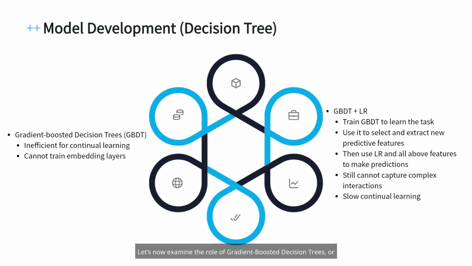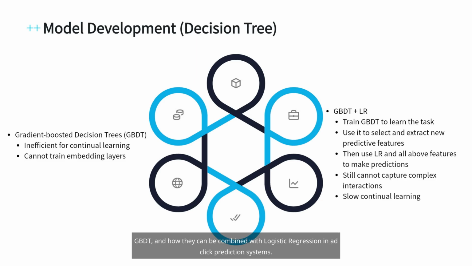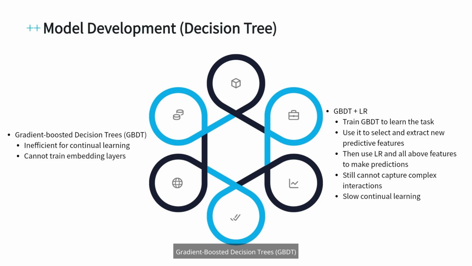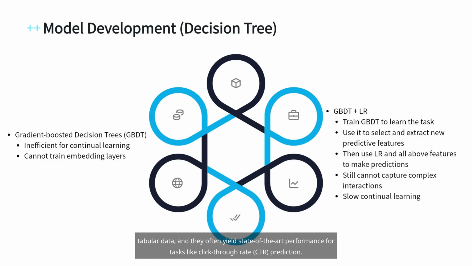Let's now examine the role of gradient-boosted decision trees, or GBDT, and how they can be combined with logistic regression in ad-click prediction systems. Gradient-boosted decision trees, GBDT. GBDTs are one of the most widely used algorithms in industry for tabular data, and they often yield state-of-the-art performance for tasks like click-through rate, CTR prediction. They work by iteratively training a sequence of decision trees, where each new tree learns to correct the errors made by the previous ones. This makes them very effective at capturing nonlinear patterns and high-order feature interactions.